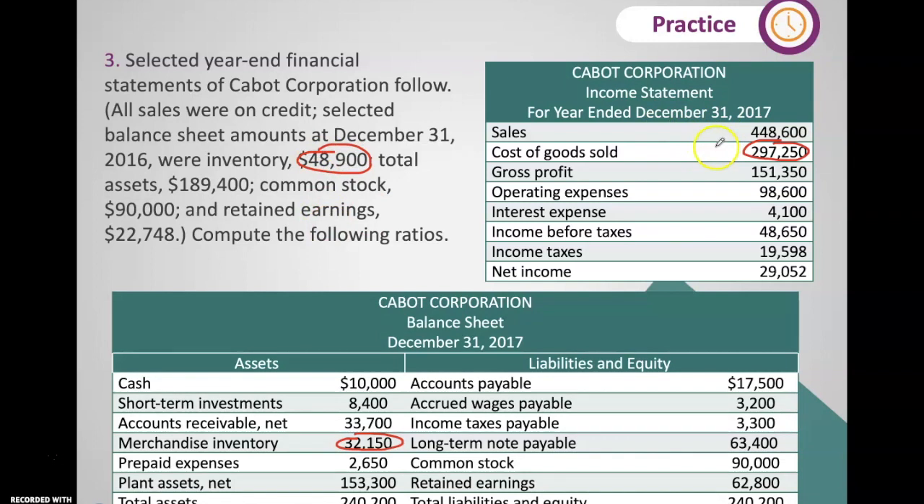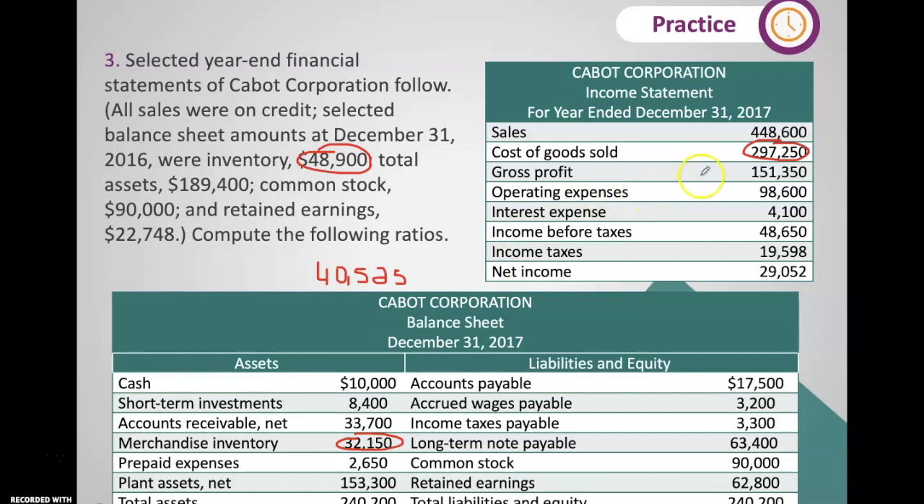Okay, so to do this, you would do cost of goods sold 297,250 divided by the average of these two numbers here. So to find the average, do 48,900 plus 32,150. Remember, divide by 2. You want a number right in the middle of it. So I got 40,525 as my average inventory.